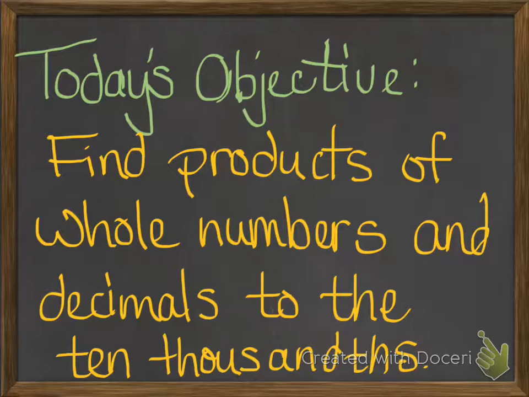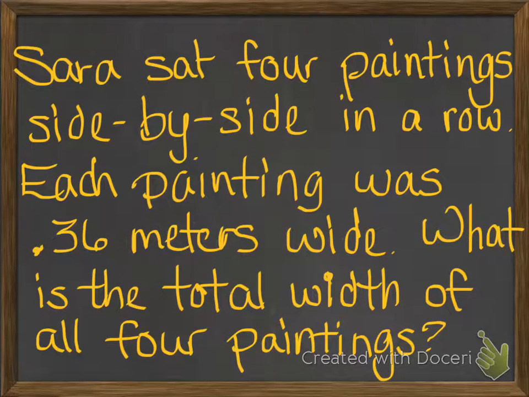Today's objective is to find products of whole numbers and decimals to the 10,000ths. And while we're doing that, I'm going to show you some ways you can make some drawings and models to help show your thinking. So here's our first problem.